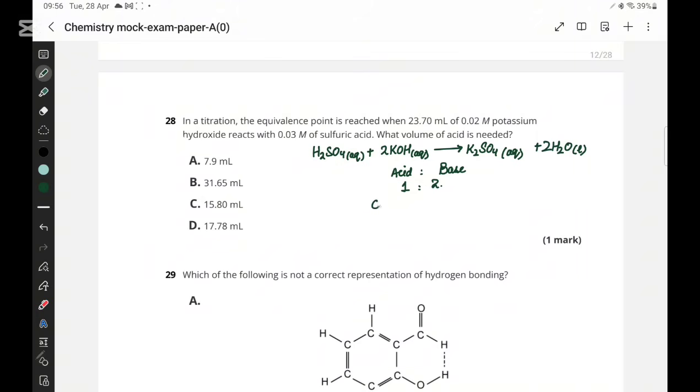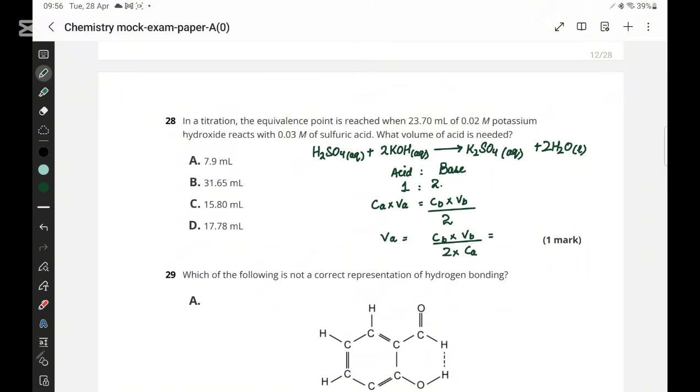There is a formula: concentration of acid times volume of acid is equal to concentration of base times volume of base. But as you know, 1 mole of acid is reacting with 2 moles of base, so you have to divide that by 2. And when you have to find the volume of acid, it is concentration of base times volume of base, divided by 2 times concentration of acid.